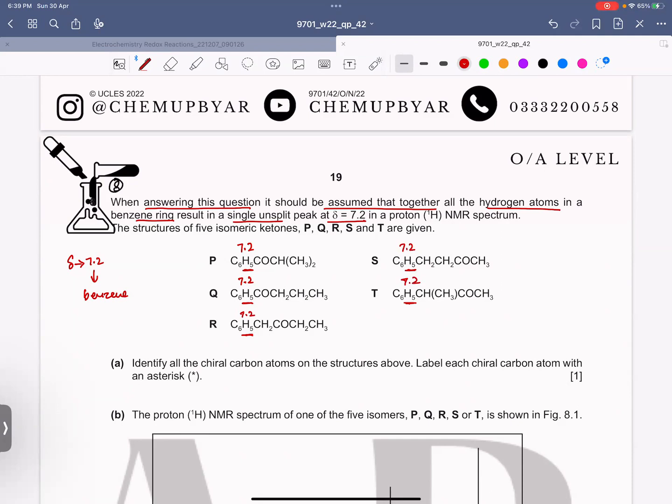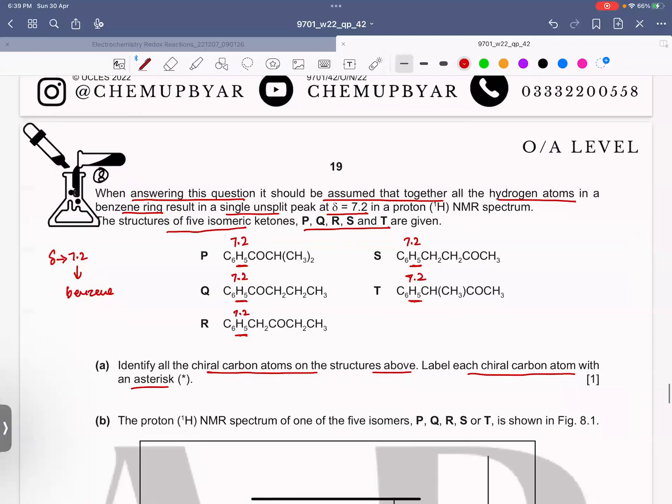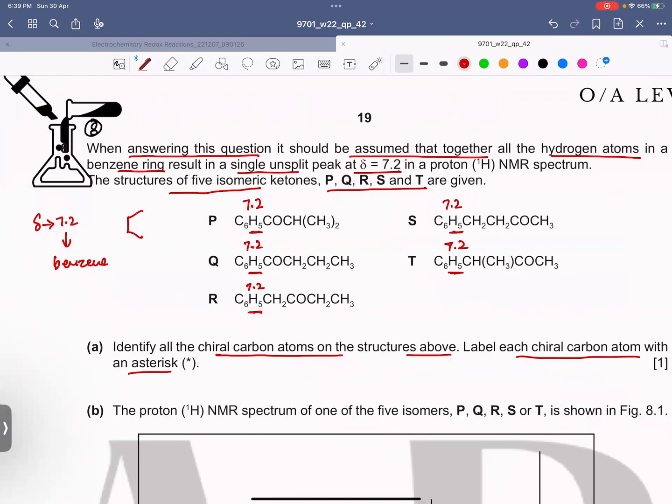Okay. The structures of 5 isomeric ketones, P, Q, R, S, and T are given. Identify all the chiral carbon atoms in the structures above. Label each chiral carbon atom with a star. So in which molecule do we have a chiral carbon? If I draw P over here, it has a C double bond O and then a C which has 2 CH3. So there is no chiral carbon atom in it.